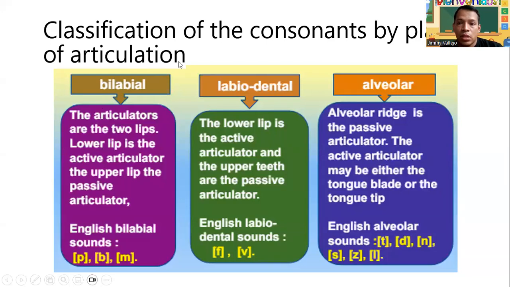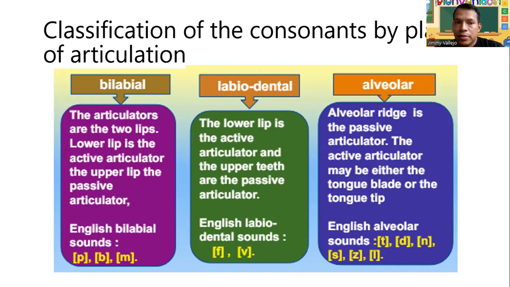This is the classification of consonants by place of articulation. Bilabial: the articulators are the two lips. The lower lip is the active articulator and the upper lip is the passive articulator. The English bilabial sounds are P, B, and M. Labiodental: the lower lip is the active articulator and the upper teeth are the passive articulator. The English labiodental sounds are two, F and V.